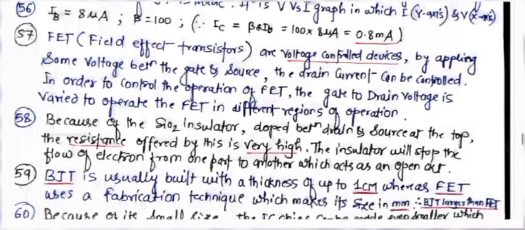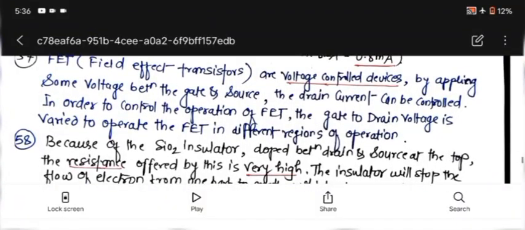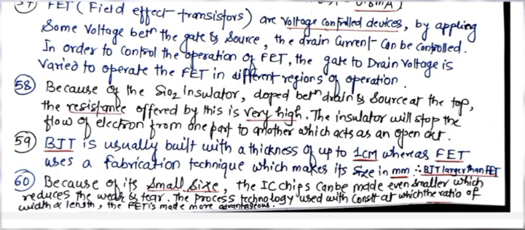FETs, field effect transistors, are voltage controlled devices. By applying some voltage between the gate and source, the drain current can be controlled. In order to control the operation of a FET, the gate and drain voltage is varied to operate the FET in different regions of operation.